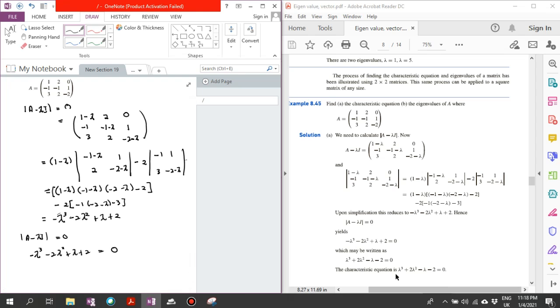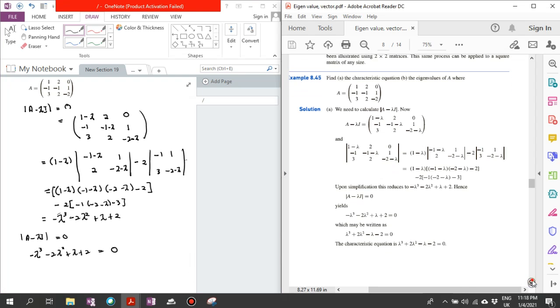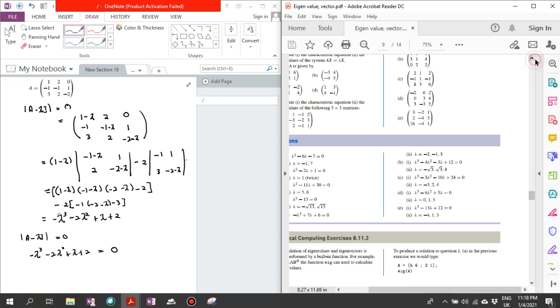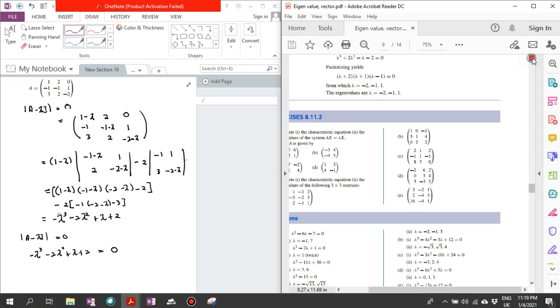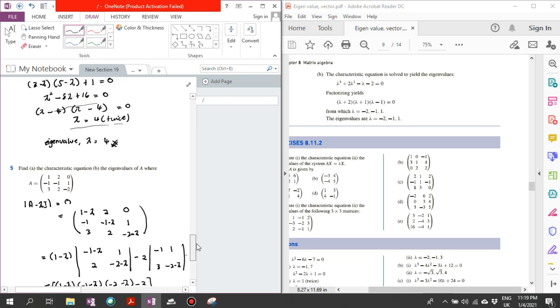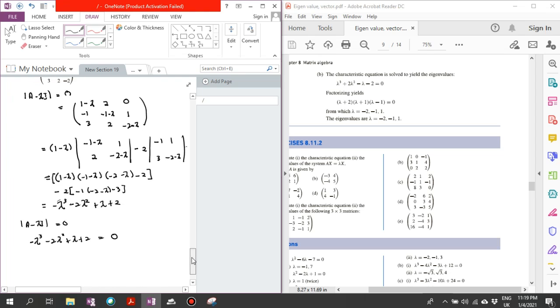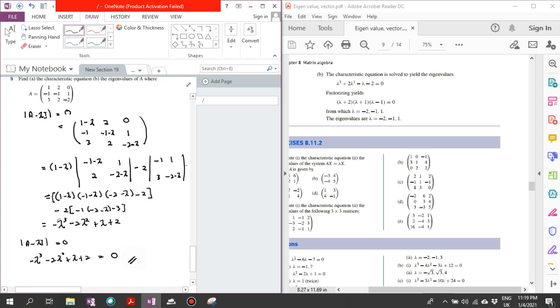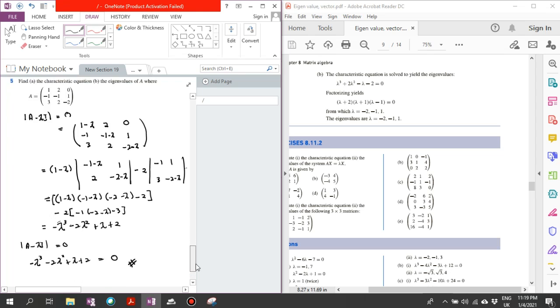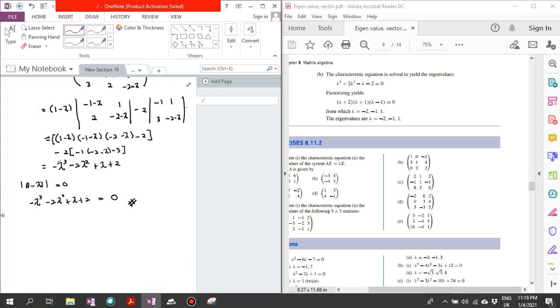Okay, so here you can see that the equation, for the first one, the question asks you to find the characteristic equation. So this is your characteristic equation. Then the second part is the eigenvalue of A. So you need to find the eigenvalue of A.